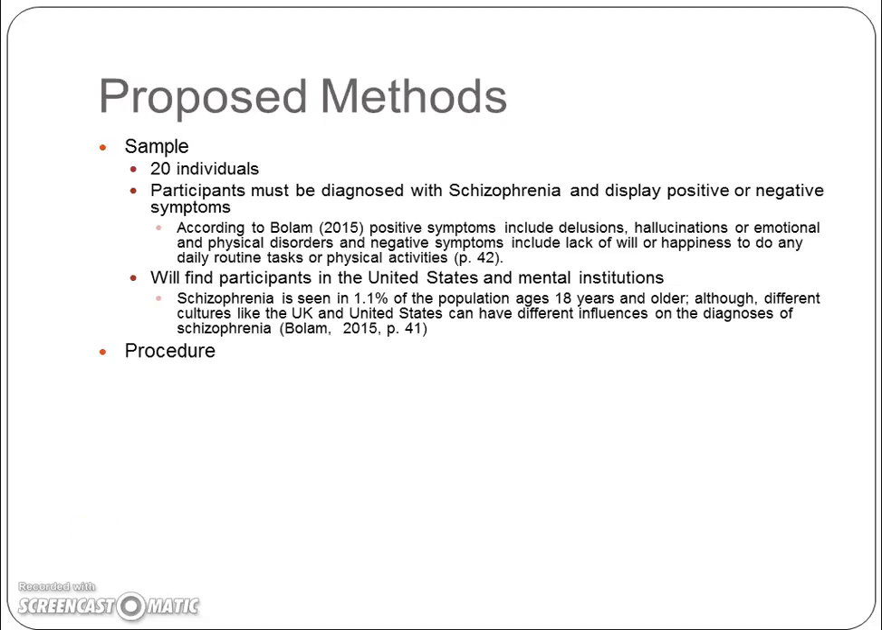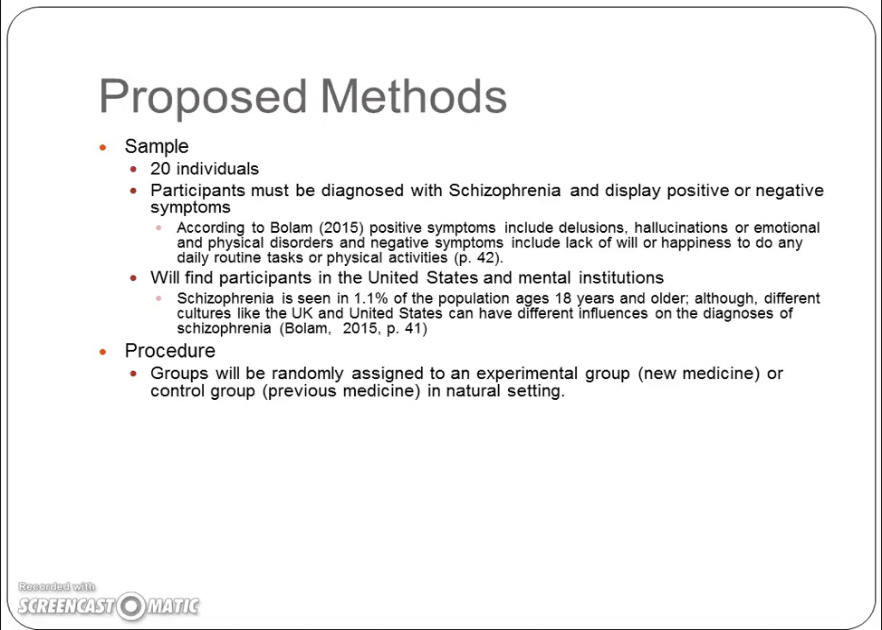Our procedure will be groups that will be randomly assigned into 2 different groups, experimental group and control group. Experimental group will take new medicine, and the control group will take the previous medicine. Medicines will be administered in their natural settings when they are taken on their daily intake of medicines.